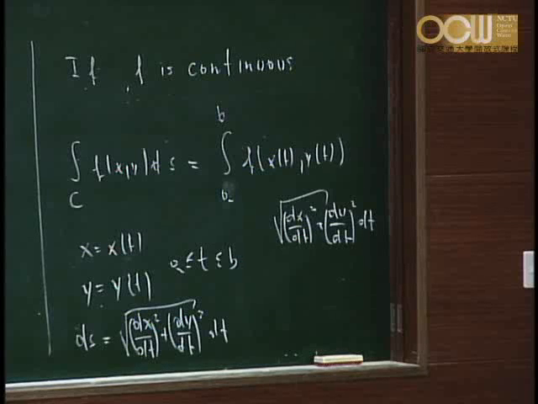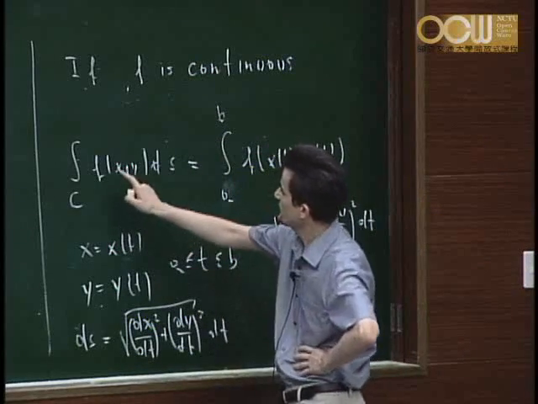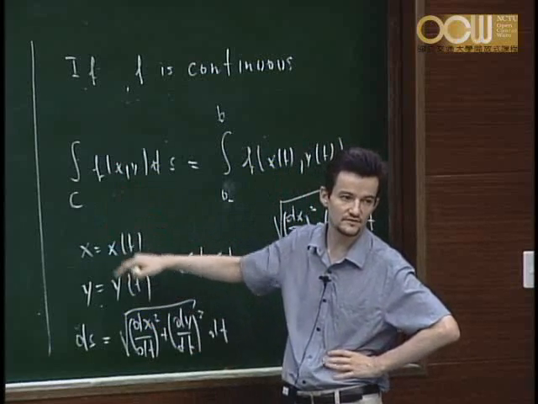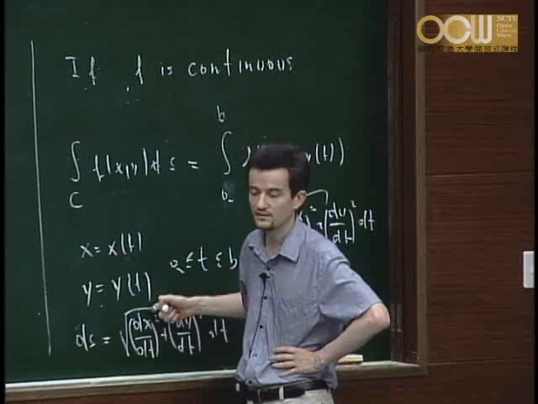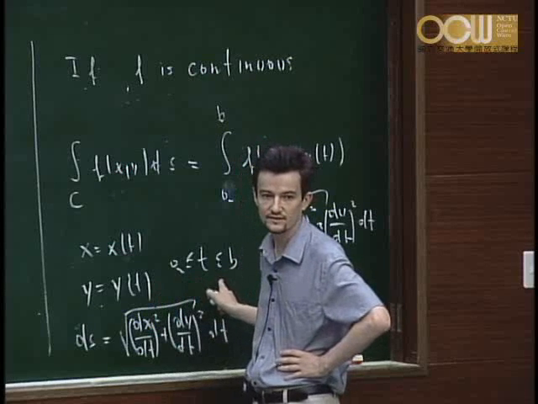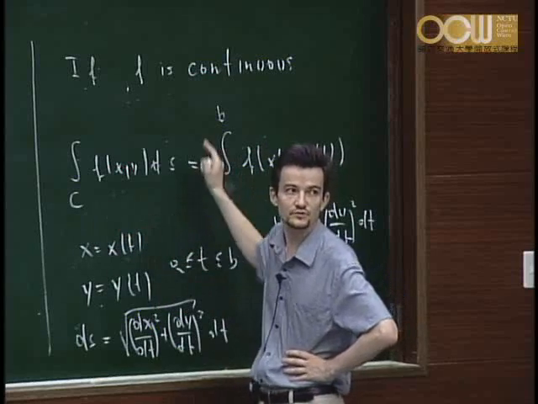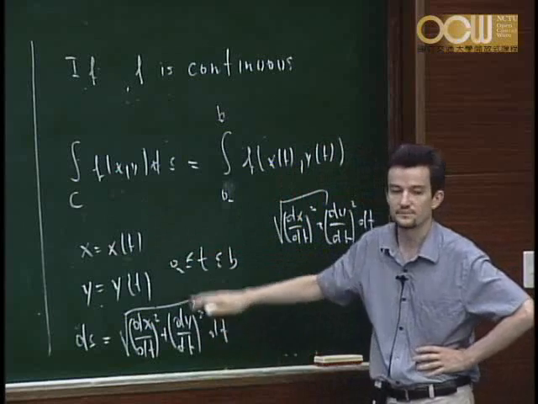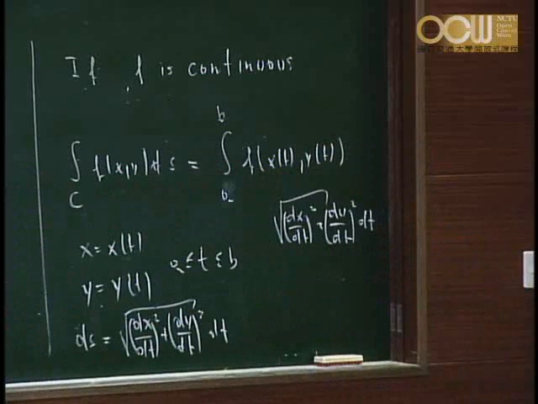Now, what is another comment? An important comment is that actually the value of the line integral does not depend on the parameterization you choose for C. This is important. So no matter how you choose this function x of t, y of t, and the range of the parameter, if it describes C, then the line integral does not depend on how you choose this parameterization. And so this is the first important remark.